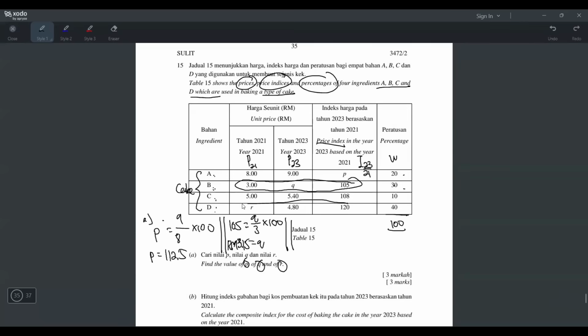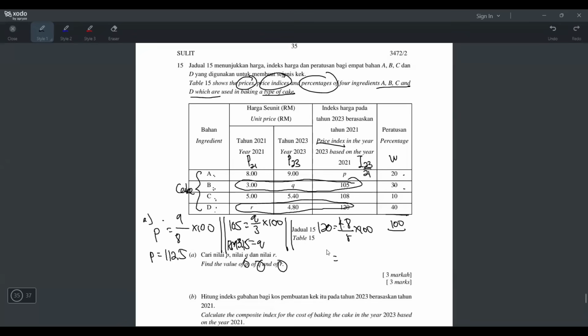All right, next one, the last one is to find R. So I will only focus on this row because it is for R only. So the formula is I, which is 120, equals to price divided by price times 100. The price on top will be 4.8, price at the bottom will be R, times 100. Okay, always put the newer price. The price in the newer year will always be on top, right?